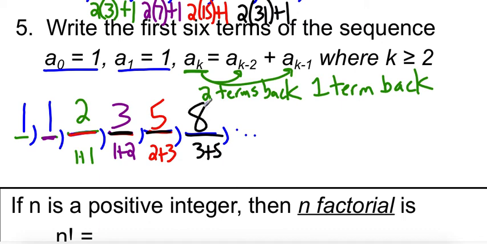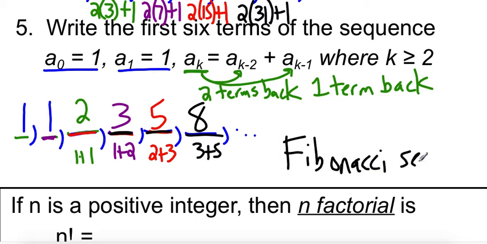1, 1, 2, 3, 5, 8. Hopefully you recognize this. This is, in fact, the Fibonacci sequence. The Fibonacci sequence cannot be defined in any other way except recursively. If you want to know the 200th term of the Fibonacci sequence, you need to know the 199th and the 198th term. So you would have to list them all out. It's kind of a downside of recursive formulas, but sometimes they're the only way to go.